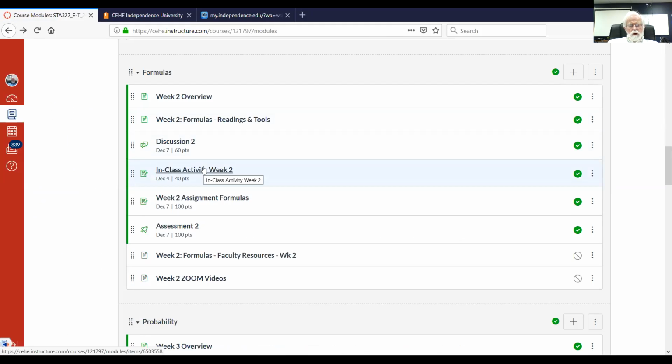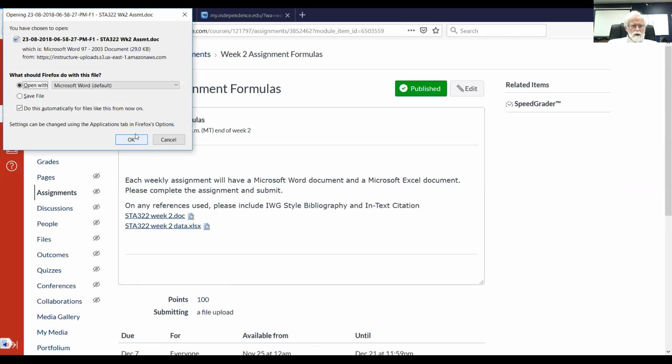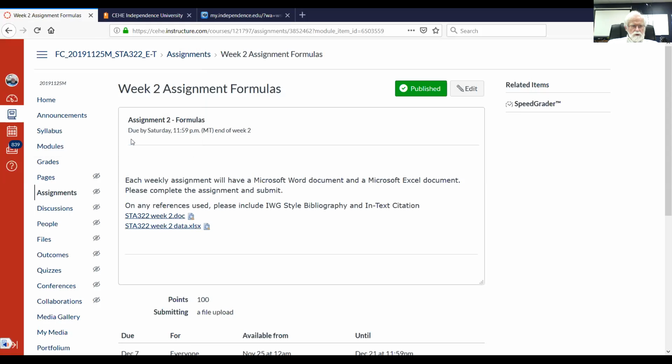In-class activity, we'll worry about that on Thursday. The assignment this week, again, has the usual Word doc and a data sheet. The assignment, we'll call this one up right now, and we'll see if we can get that to display itself appropriately.